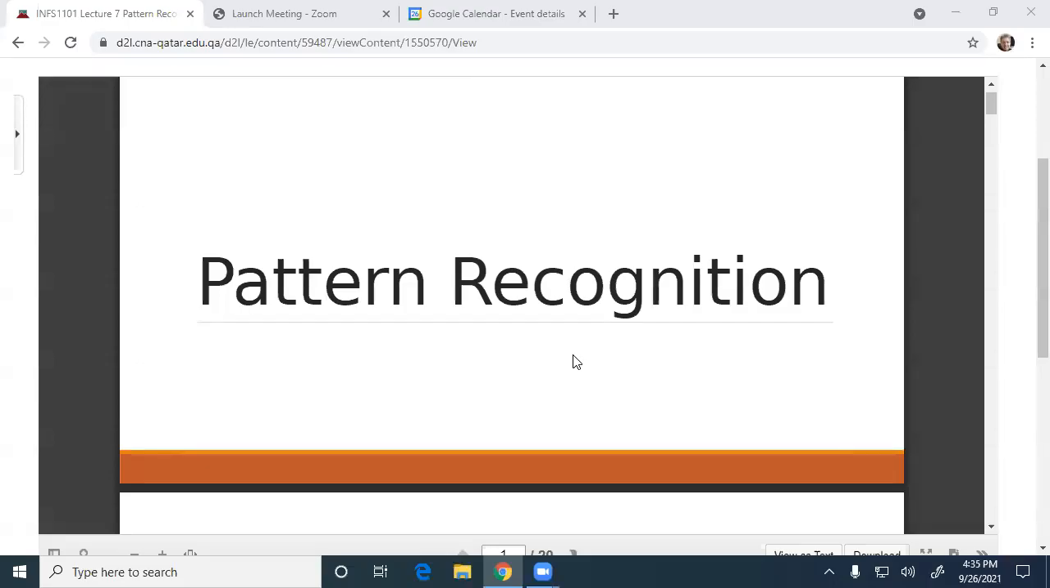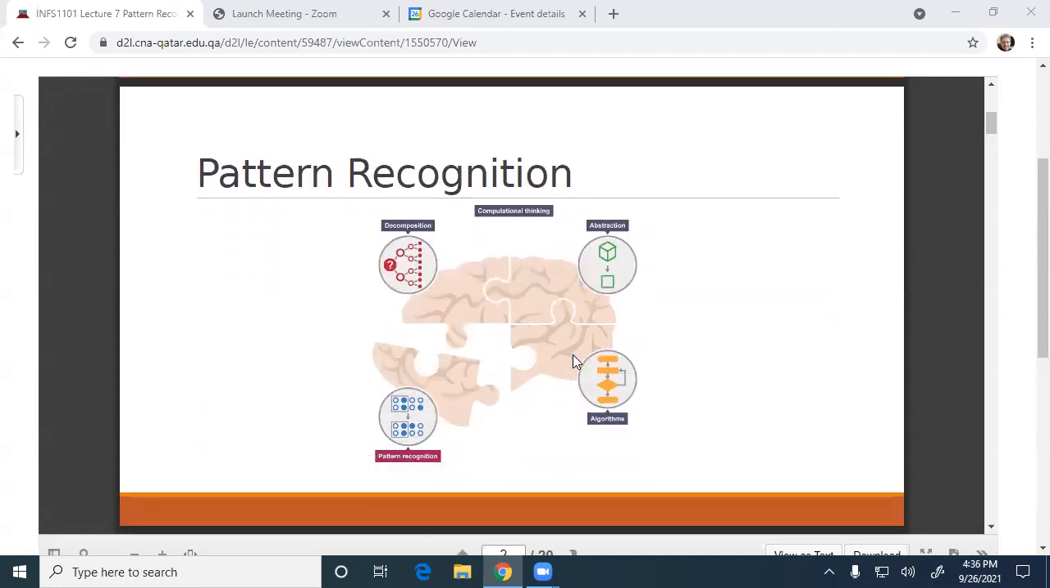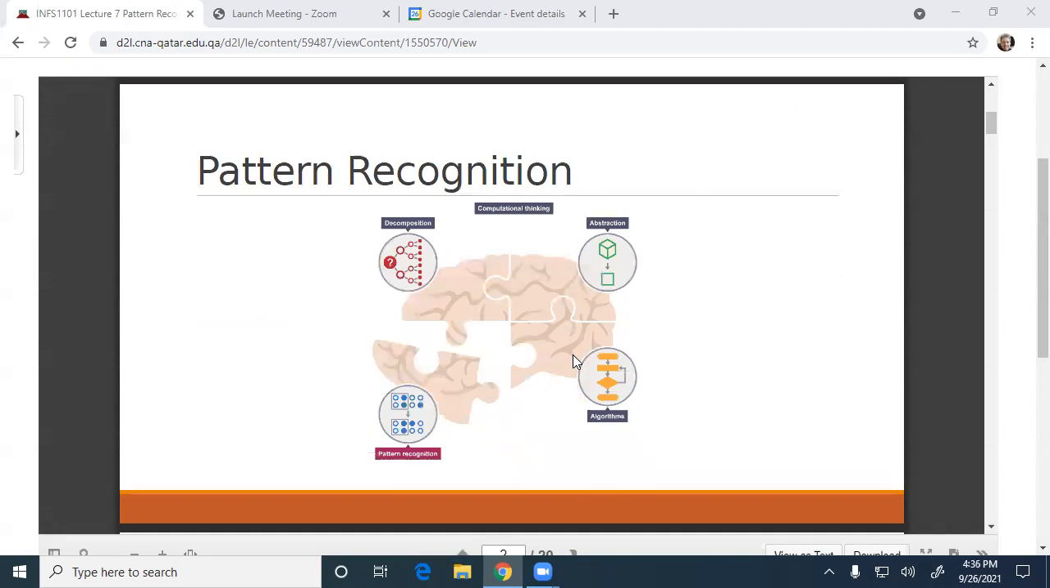So as I said, it's one of the fundamental parts of computational thinking. It helps us make our computer systems more efficient, easier to code, easier to fix. But it's also a skill which is useful for anybody, not just people in computing. Pattern recognition is shown here as the fourth of these four very important foundational parts of computational thinking.